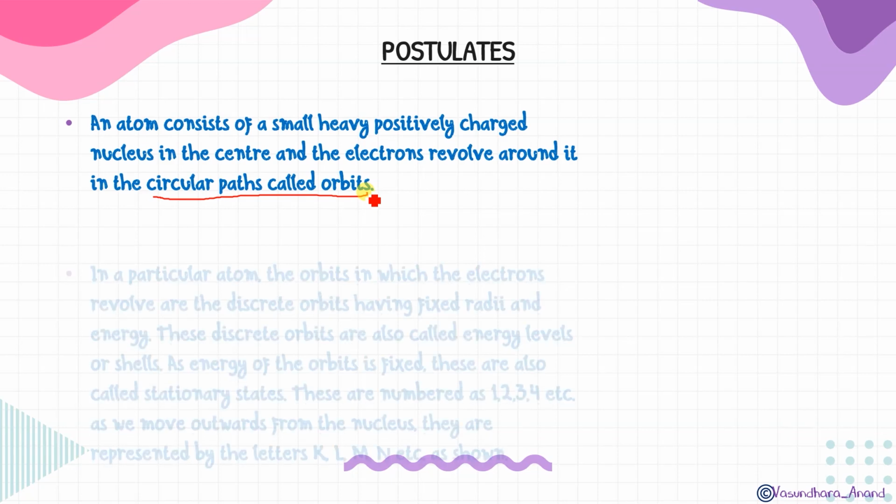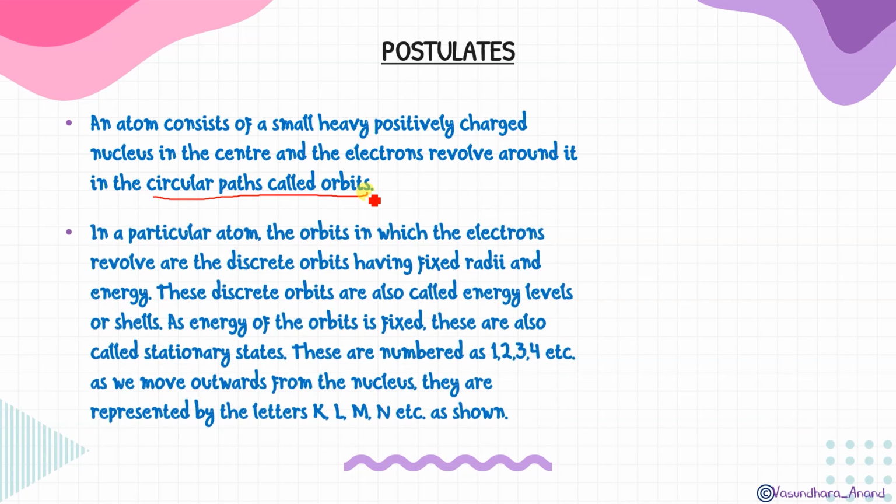The second postulate is that in a particular atom, the orbits in which electrons revolve are discrete orbits. Discrete means having a fixed radius and energy. Their energy is constant and is not going to change. For each and every orbit there is a fixed energy, so it is called a discrete orbit. And since their energy doesn't change, it is also called a stationary state.